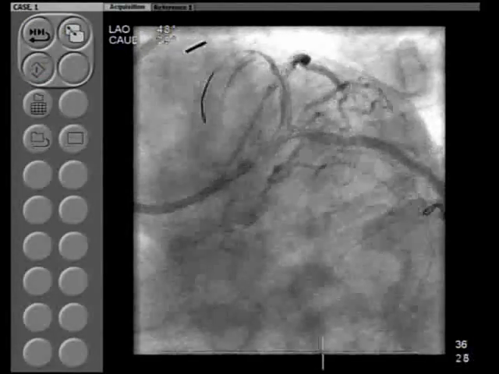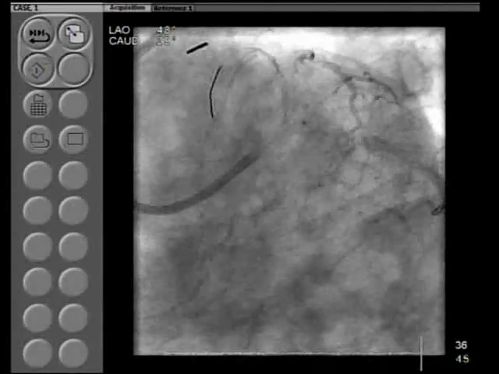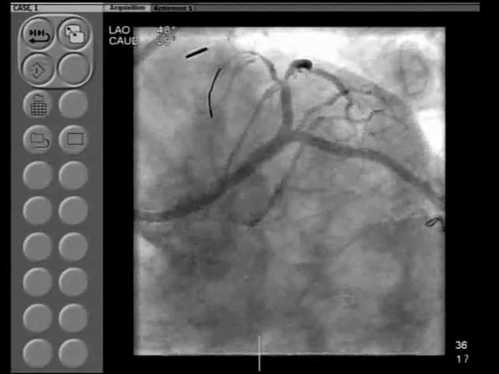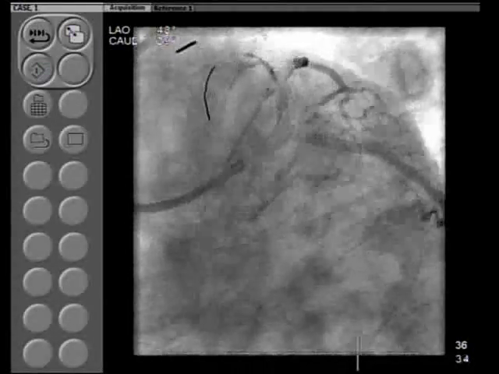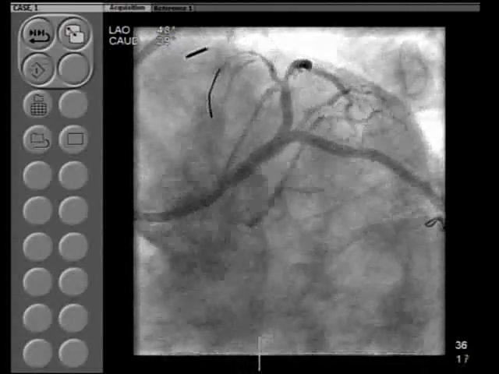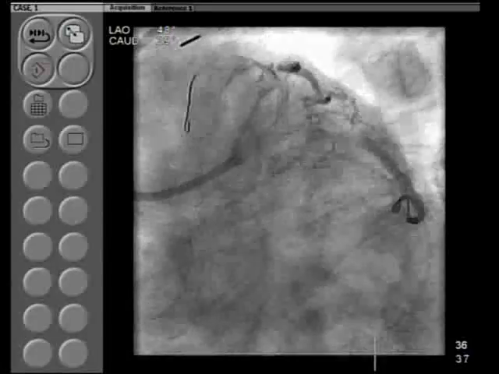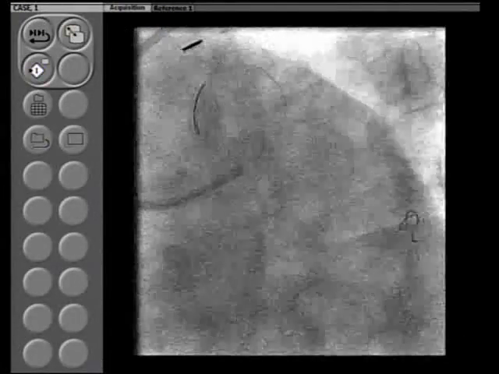We are using the 2.5 by 15, the NC. Sorry, Quantum. Yeah, it's a Quantum Maverick, and the same, we'll try to do a 20 atmosphere dilatation. Angiographically, it actually looks very good. I can tell you that in this case, if not for the IVUS, we would have been done clearly. But we just want to show the technique.